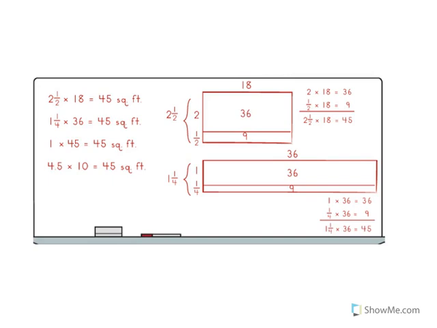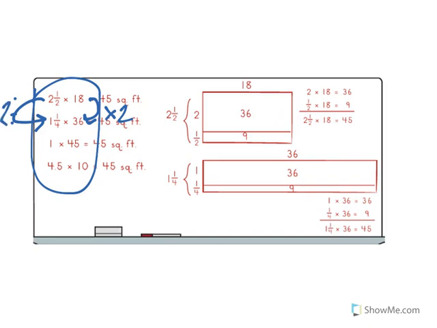Now maybe you're like me and you're over here and you're starting to look at all of these different factors and you think to yourself, well, half of 2 1/2 is 1 1/4 and double 18 is 36. So that's interesting, right? Half and double. And then I could do it again.